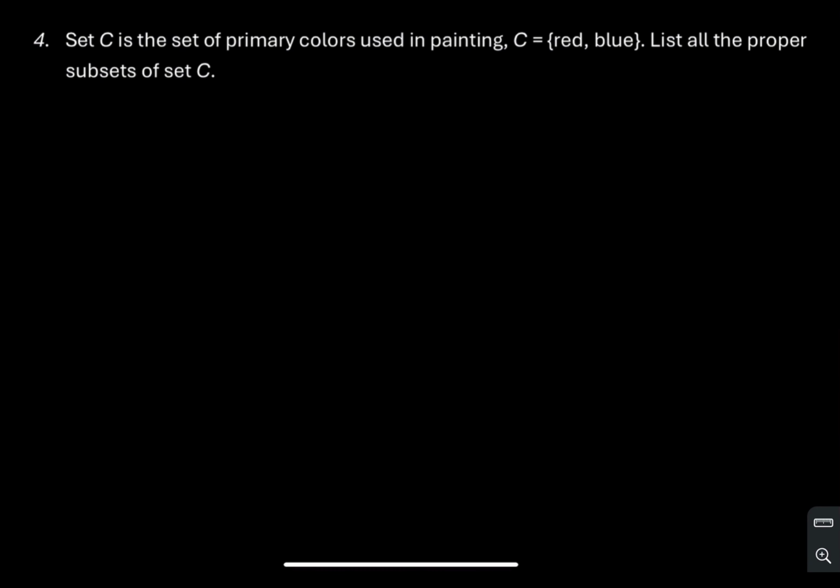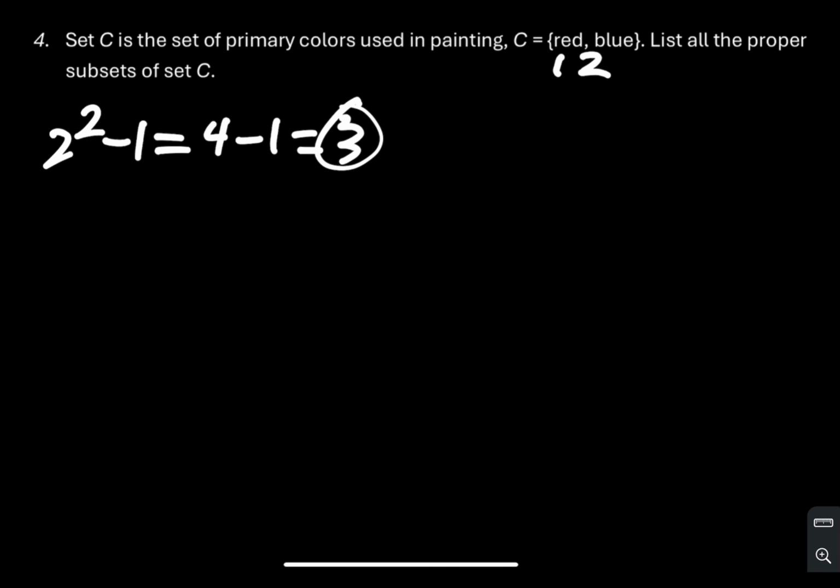So for this fourth problem, it says set C is the set of primary colors used in painting. Set C has the elements red and blue, and it says to list all the proper subsets of set C. So we follow that formula again. We have 2 elements in our set, so it's 2 to the second power minus 1, which is 4 minus 1, and that's going to give us 3. So we need to have 3 different proper subsets of set C.